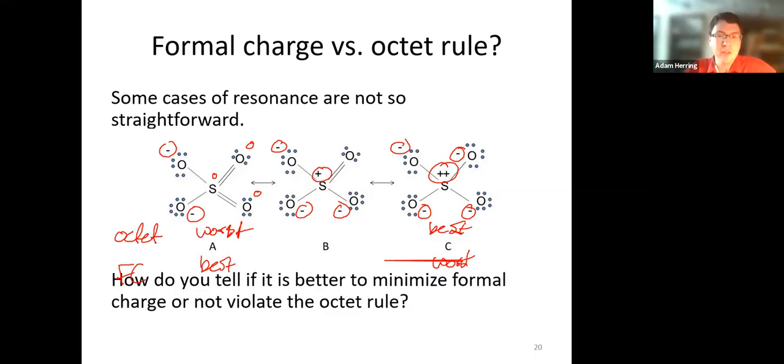So how can we tell if it's going to be better to minimize formal charge or better to not violate the octet rule? The answer for Chem 110 is simple. You don't. We will not ask you to determine which of those two things is more important. If you have a structure with an expanded octet and multiple resonance forms, either any of the forms will be accepted as valid or we will give you an indication as to how to make that judgment. We might say, draw the Lewis structure that minimizes formal charge, or draw the Lewis structure that has an expanded octet. Either way, we will give you the information that you need to make that judgment. You won't be asked to do it on your own.